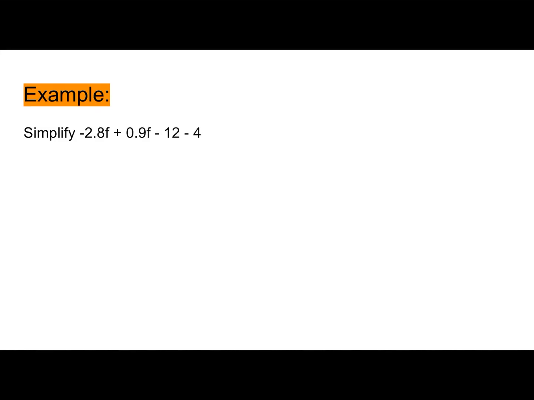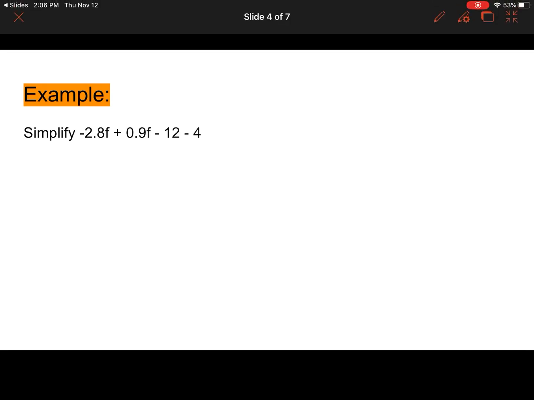All right, next question here. Negative 2.8f plus 0.9f minus 12 minus 4. Again, we want to group together our like terms here. I want to identify everything with an f. I have a negative 2.8, and I have a 0.9. And I want to identify everything with no variables. So I have a negative 12 and a negative 4.